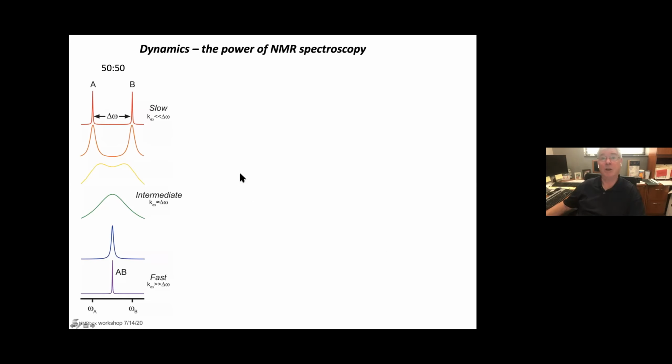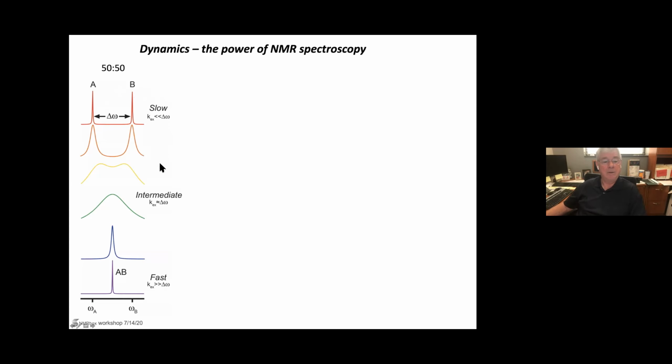I'm just going to give you the very quick refresher course on things that most of you know. If we have those two states, A and B, and let's say they're populated at 50-50, if the exchange is slow, and by slow, I mean that KEX is much less than the difference in chemical shift between A and B, shown here, then you see two lines, one for each state, and they're narrow. They have the natural line width of that state.